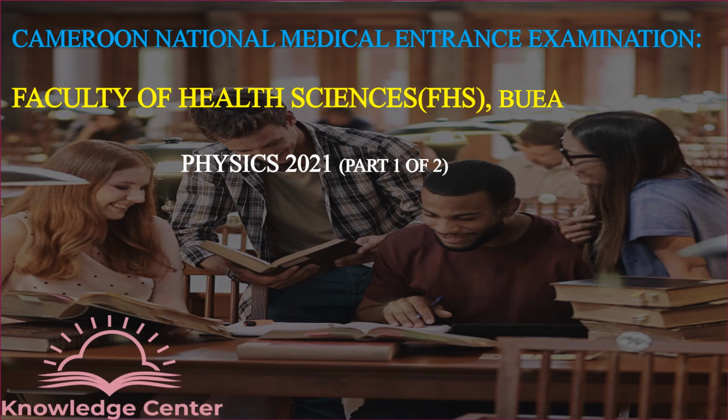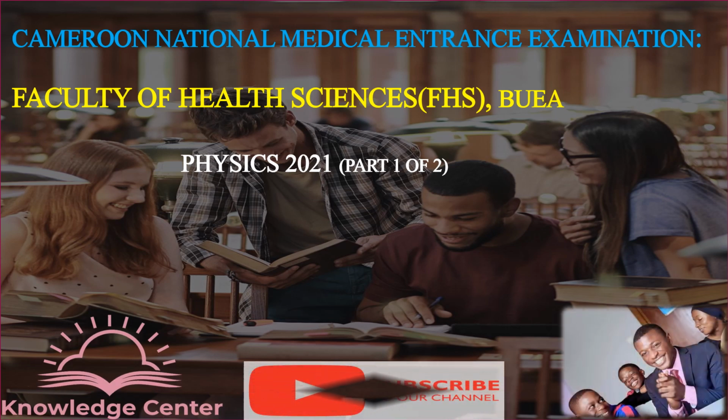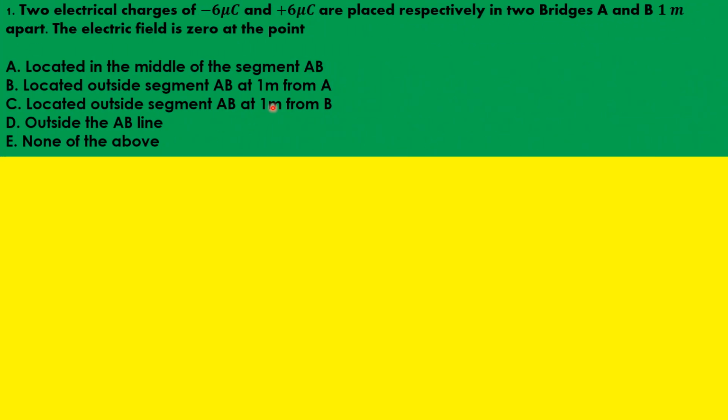Today we're going to be looking at the Cameroon National Medical Entrance Examination, Faculty of Health Sciences, Buea, Physics 2021 Part 1. Two electrical charges of -6 and +6 microcoulombs are placed respectively at two points A and B, 1 meter apart. The electric field is 0 at the point... Okay, so we have a diagrammatic representation of what's happening, and we can investigate throughout this line segment. Where is it that the resultant force on a unit positive charge will be 0?